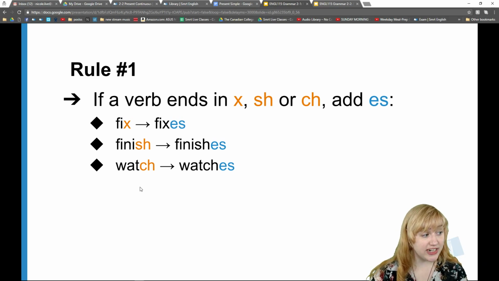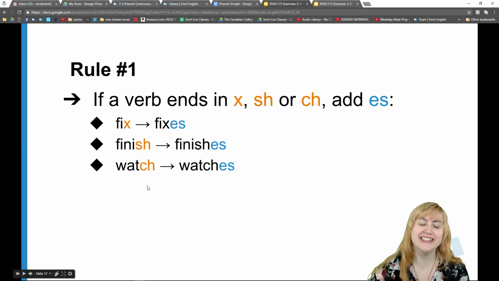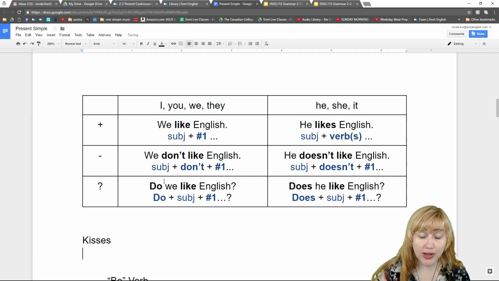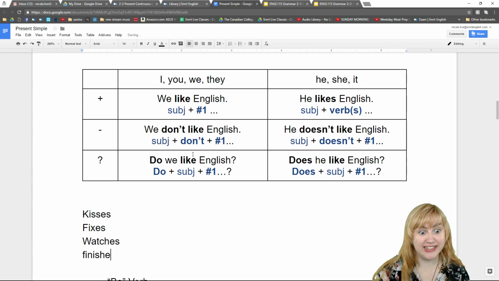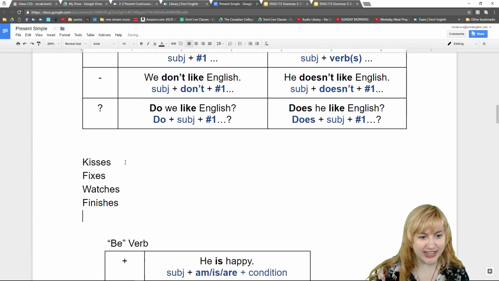All right. So we have some questions about infinitives and prepositions. I'll try to answer those after I do the spelling. I know everybody has so many questions. That's awesome. Okay. So we have fixes, finishes. Those are good examples. Let's see if we can do a few more. Do you know any other words that end in x? Any other verbs that end in x or that end in ch, like watches, or that end in sh, like finishes? Let's see if we can think of some more.